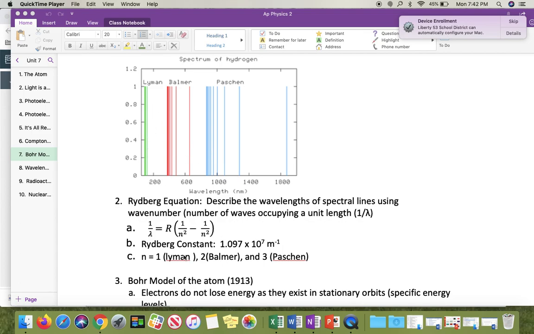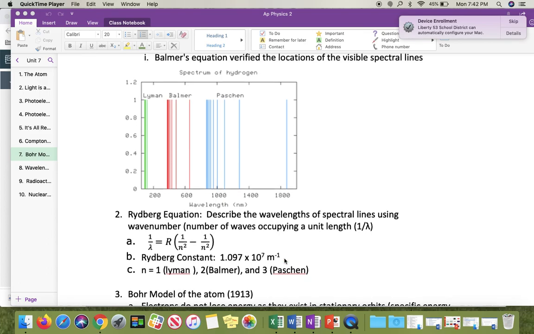Okay, the Lyman series all had n values of 1, and the Paschen series all had n values of 3, and there's others, I forgot what they're all called, but there are several other series where it goes to the 4s and 5s and 6s and so on.